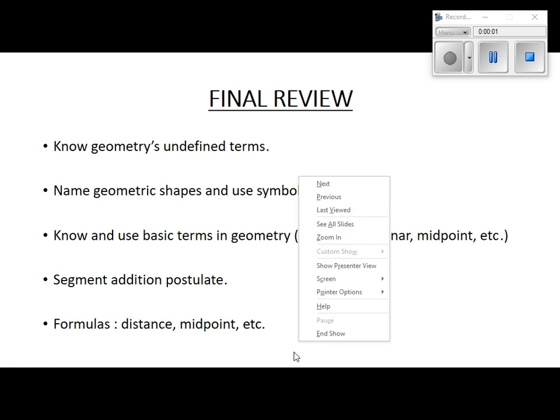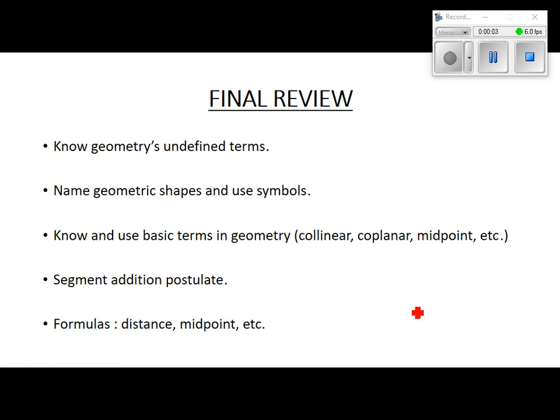Terms in geometry. All geometry is based off that. I know it's been a long time, but we've used them over and over again. Points, ray, line, lines, planes, and planes. All geometry is based off of those three undefined terms. What makes them undefined terms? They don't have a definition. That's what it means to be undefined.